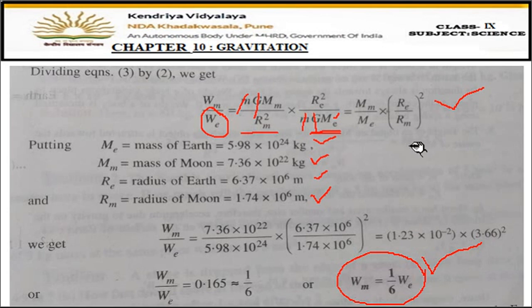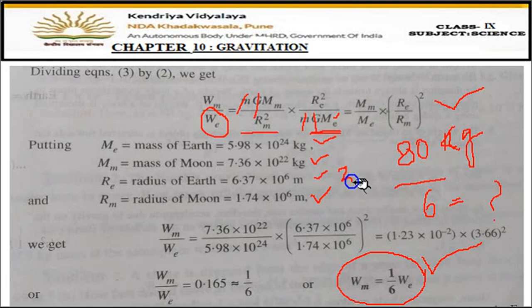Suppose on the earth the weight of the object is 80 kgs. So what will be the weight on the moon? What you have to do is just divide it by 6 and you will get the weight of the object on the moon. So 1/6 of the weight of the object on the earth. On the earth, if it is 80 kg, then divide by 6.